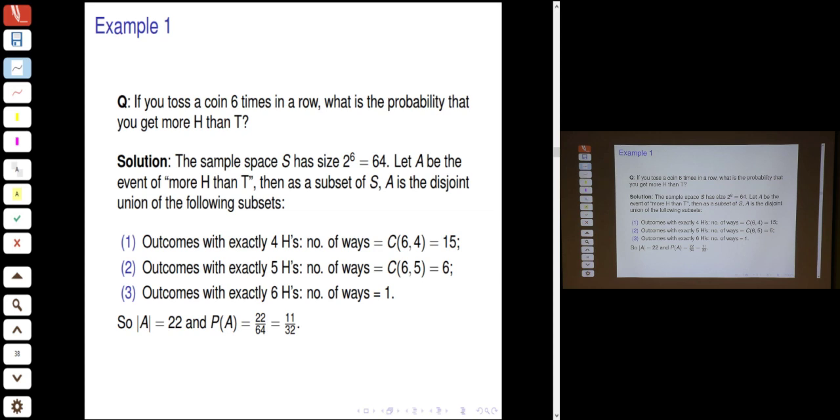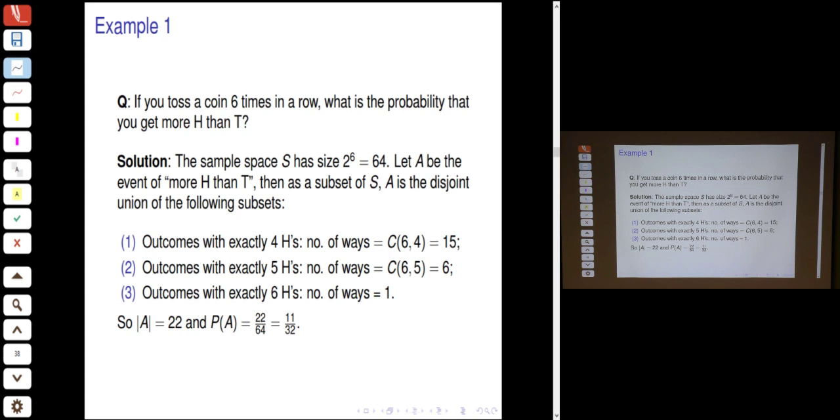Okay, so first you agree with me that A is the union of these 3, right? Because the previous case would be 3 heads, 3 tails. So then it's not more heads than tails. They are equal, right? So we won't consider that case. So A indeed is the disjoint union of 1, 2, 3.